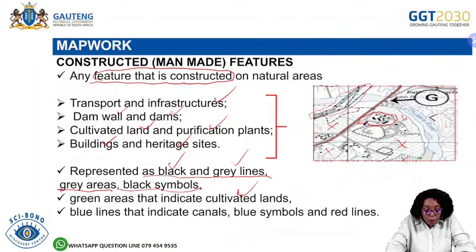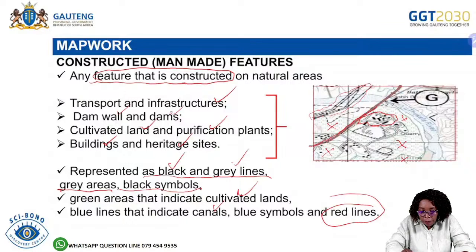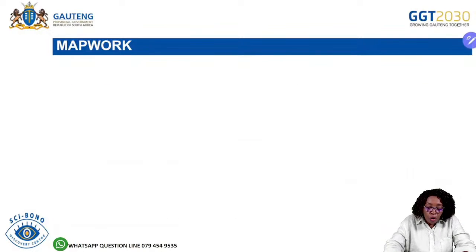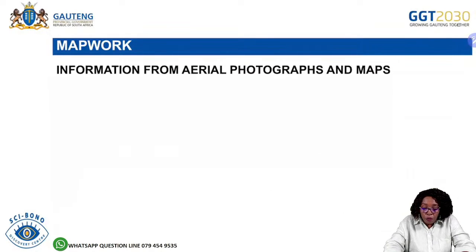The other thing is the blue lines that indicate canals or the blue symbols, as well as the use of the red lines here. On this map clip, I don't have an example of a canal, but what we can identify as a man-made feature which relates to the red would be this particular road that we can see there. Okay, so that is just a summary of the artificial features.